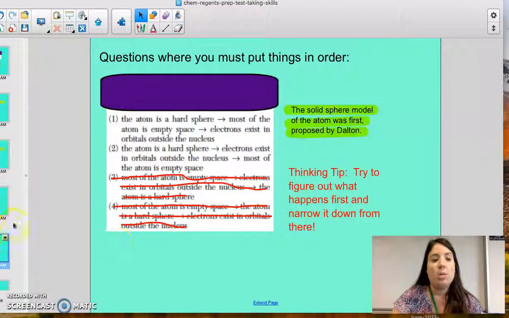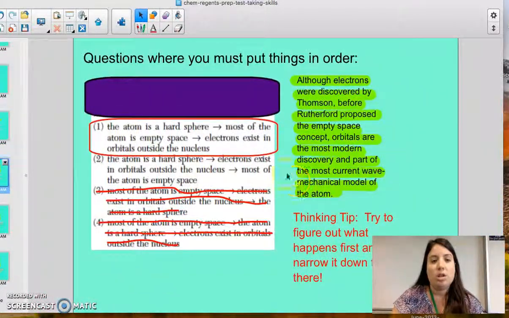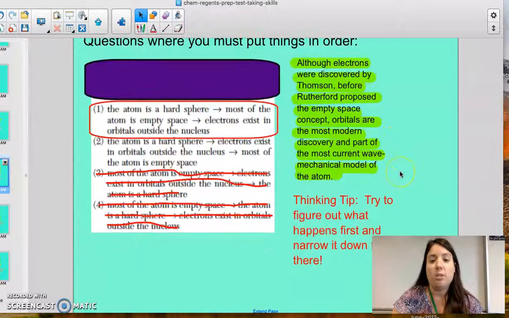Okay, now what we want to do is keep narrowing it down based on the other parts of the sequence. The second part of the answer here, atom is empty space or this orbital idea, is a little bit specific according to the chemistry that we've learned. Although electrons were discovered by Thomson before Rutherford proposed the empty space concept, orbitals are the most modern discovery and part of the most current wave mechanical model of the atom.